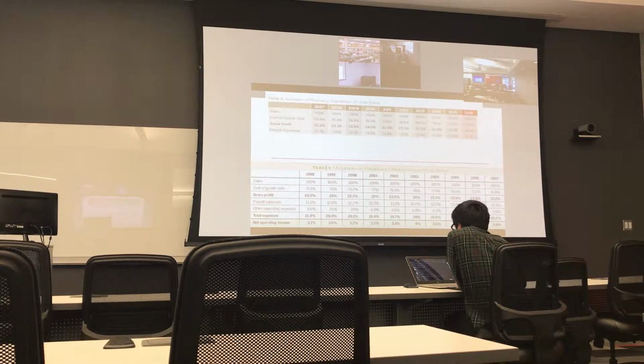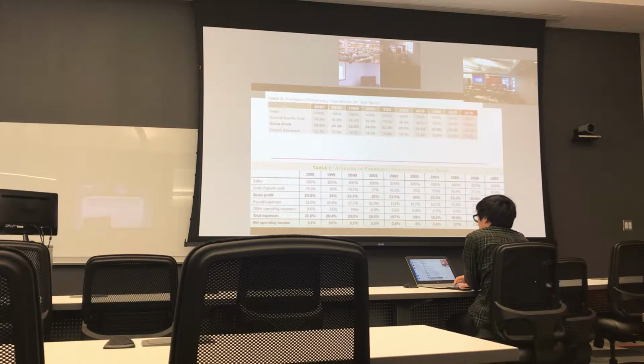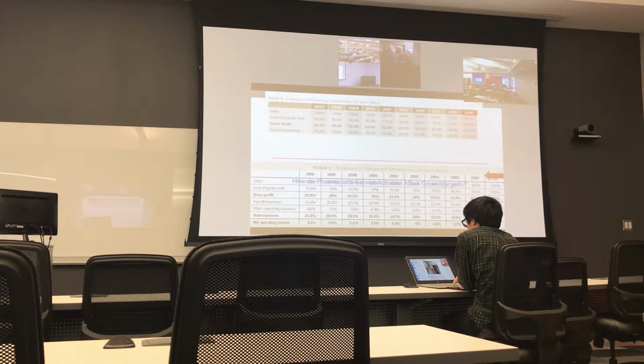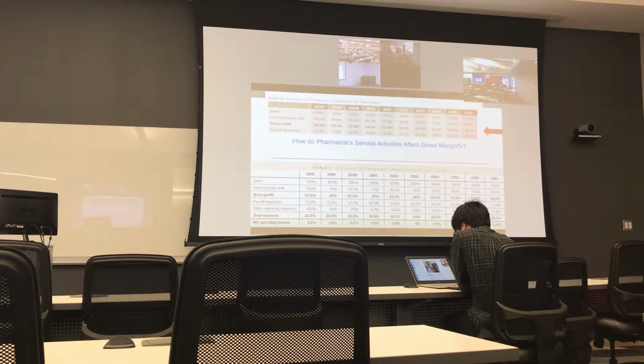Because when you read a lot of the review, they say profits are down, and that implies the dollar amount, and then they say margins slipped, or margins have been cut by 1 or 2%. So that's just a difference in the terminology of how they use it. And so how do pharmacist services affect gross margin? Up or down?